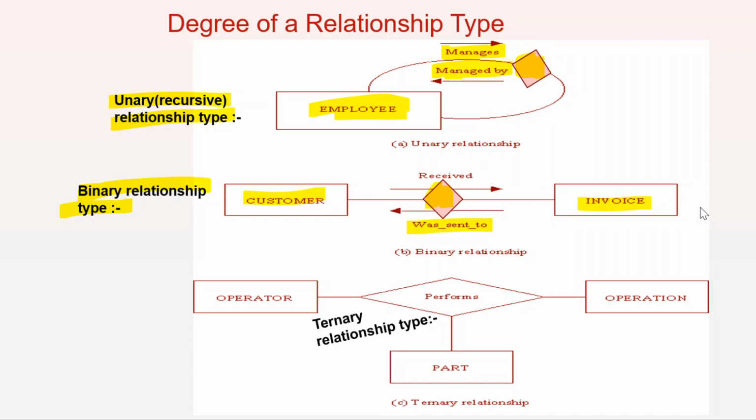Next we have a ternary relationship, where we have three entities involved in the relationship. For example, here we have operator performs operation, and the parts entity. So here the part entity, as a third entity, is also linked with the performs relationship, because the operator performs an operation and also uses the parts. So we have three entities involved in the performs relationship, so we call it a ternary relationship, right? This is the way we represent the degree of a relationship, or calculate the degree of a relationship.